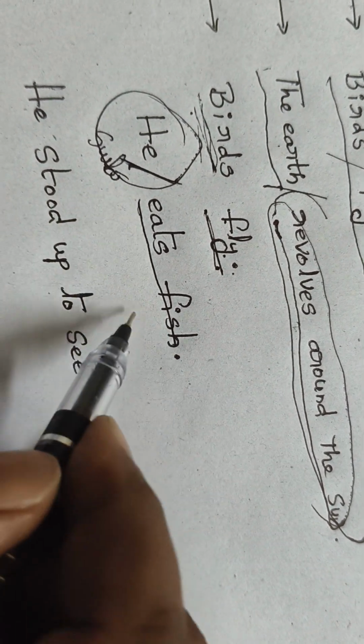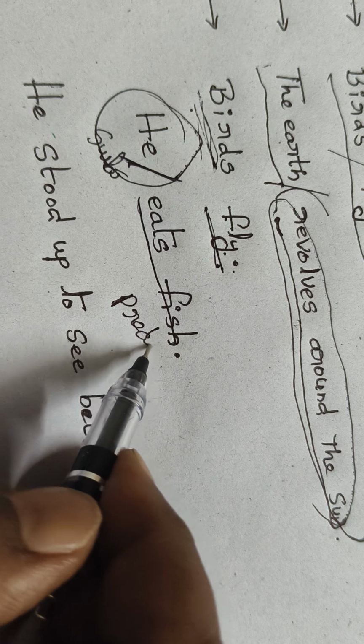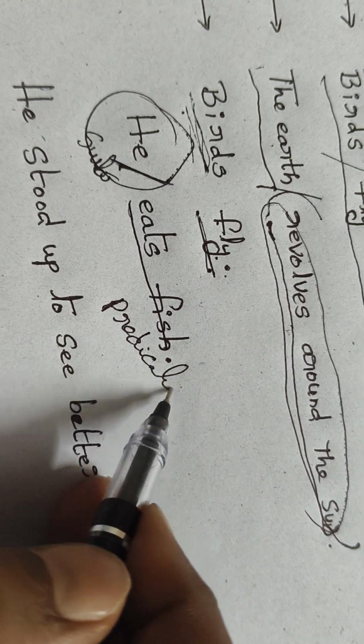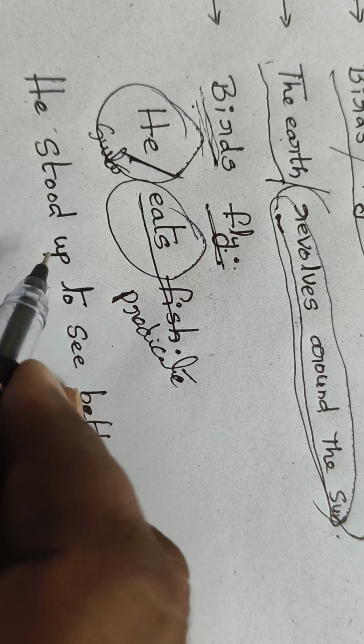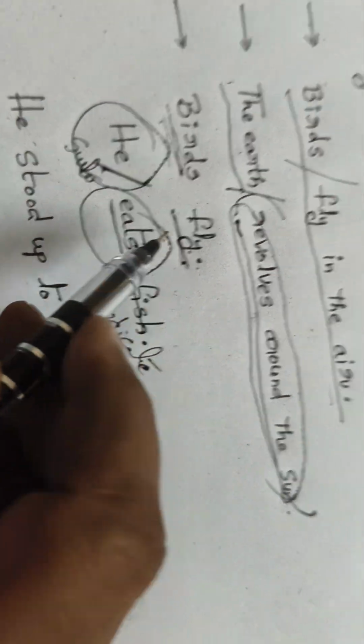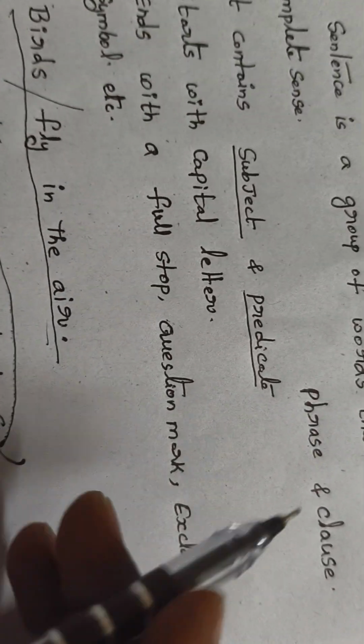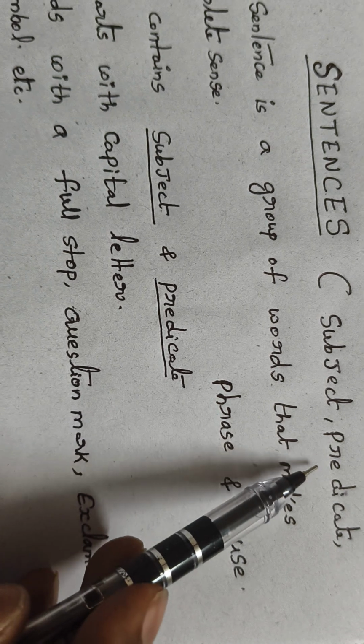Eats fish. Predicate. Predicate must contain a verb. Yes, eats is the verb. Okay, children. Now understand what is subject and what is predicate.